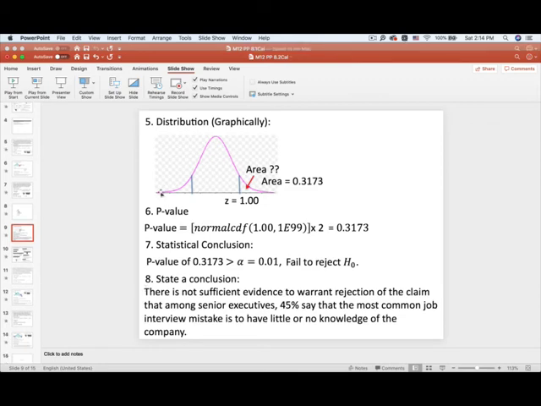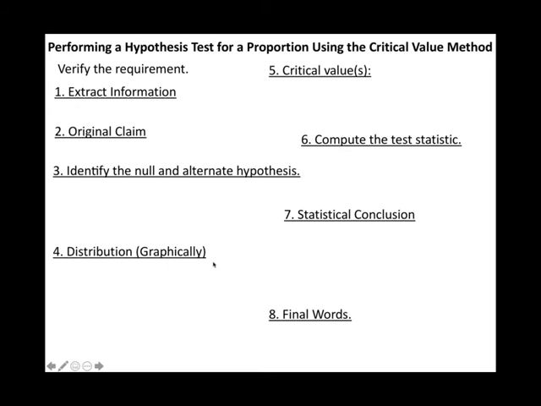So we did 2 examples using the p-value method for the hypothesis testing for population proportion. Right now, I want to use the same example, but we are working on the critical value method. Okay, performing hypothesis test for a proportion using the critical value method. So first, verify the requirement. You can see we still have the same steps for the critical value method. The only difference is number 4, 5, and 6 have a different order from the p-value method.